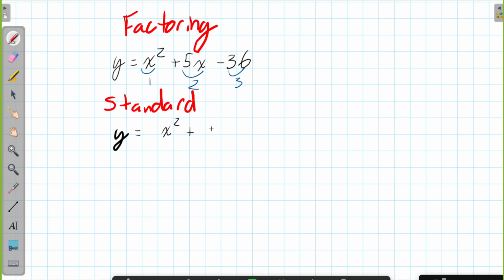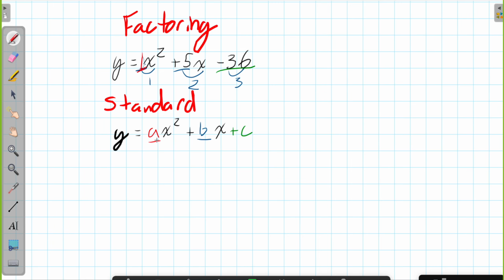ax squared plus bx plus c. We'll quickly put in the colors here, which helps for referencing when we color code things a little bit. Plus c happens to be our c value, negative 36. Positive 5 happens to be our b value, and in this case they don't put a value in front of x squared. This is a 1, and that's our a value.